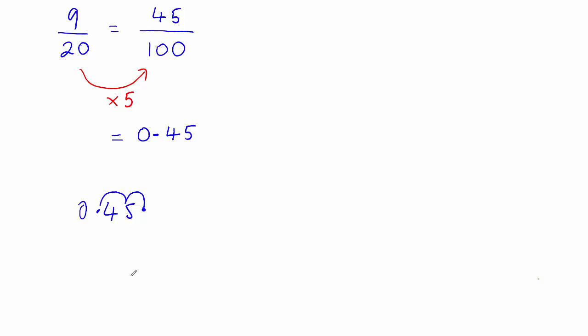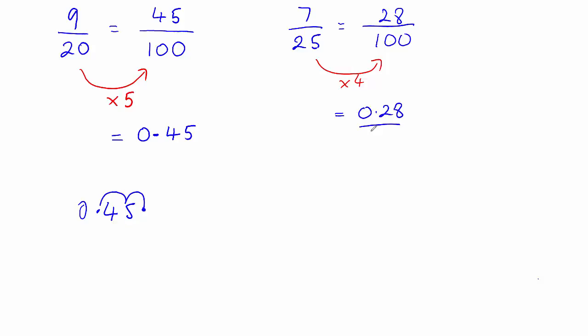As a second example, let's look at 7/25. Once again, can we make that over 100? Well, yes, we can. What we need to do is multiply by 4. And therefore, 7 times 4 is 28. And this one must be 0.28.